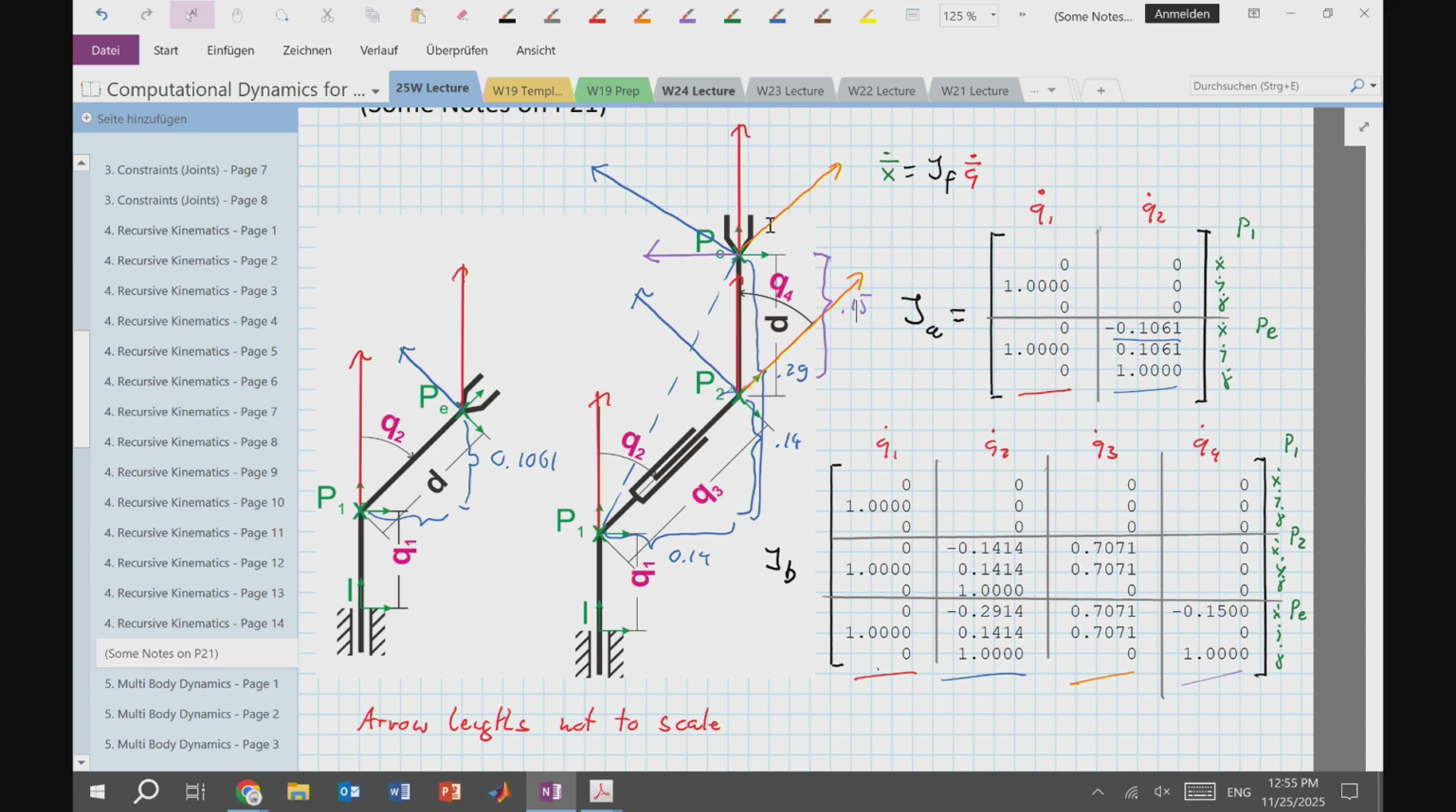Okay? How many degrees of freedom does the end effector have in this case, in case B? 4? That seems odd. In a planar system, having 4 degrees of freedom. 2? That's also odd.